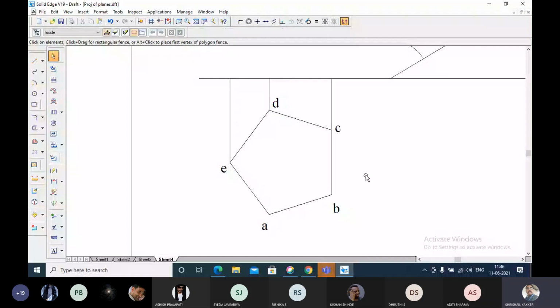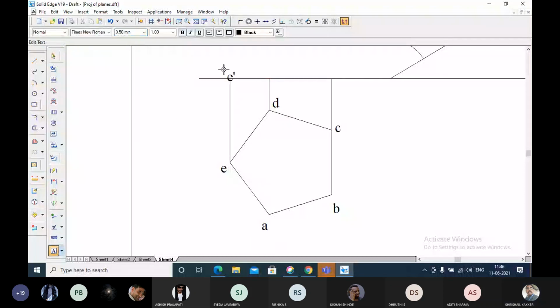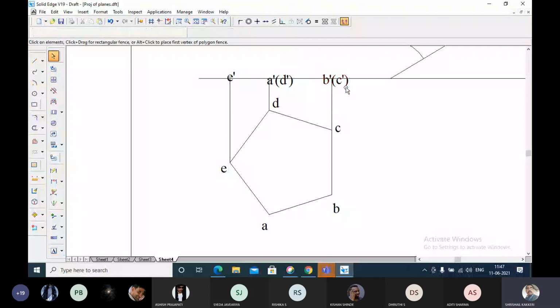Let me keep somewhere. And similarly, the observer looks from this end. This will be E dash, D dash. And here B in bracket C. Okay, all this you can keep, not crossing the line. Okay, this is the initial position.